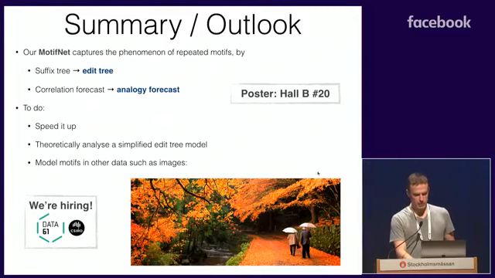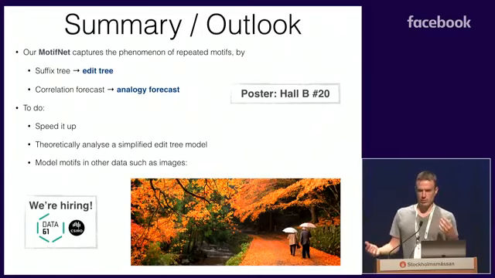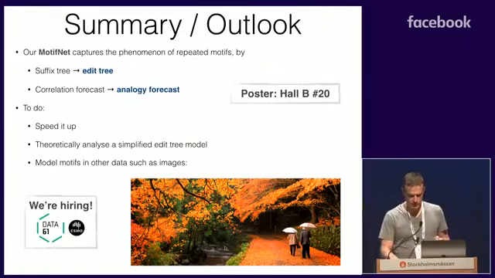So we'd like to speed it up so that we could generate real music data and theoretically analyze a simpler case. And it's also interesting to think how one might model motifs in natural images. So obviously you could think of these leaves as motifs, the umbrellas, the people, the rocks, the waves, and so on. So that's it. Thank you very much.